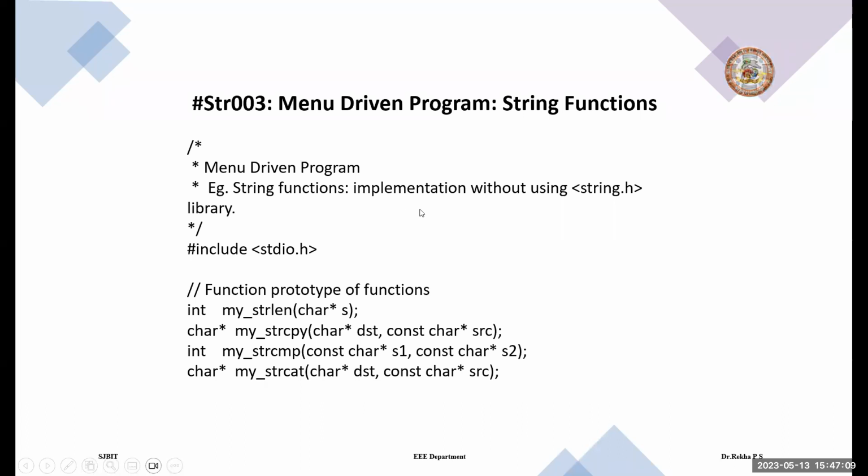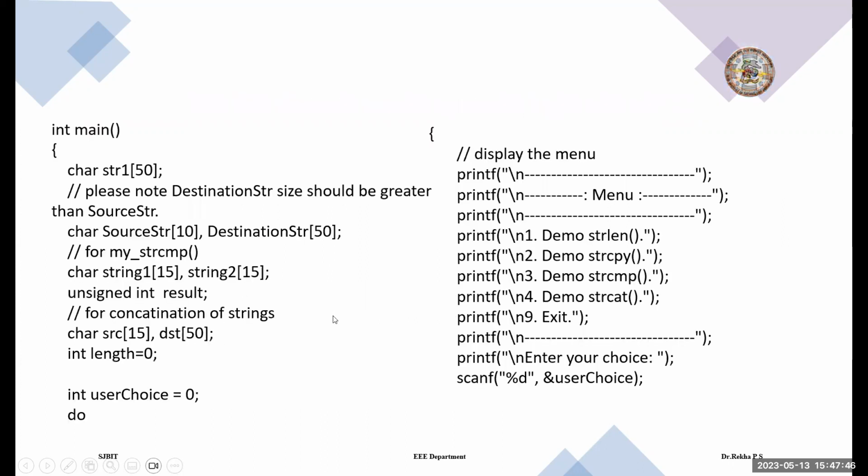So, example: string functions implementation without using the string.h library. Now we should include the stdio.h header file. So I have included it, and these are the function prototypes. We know one is to find the length of the string, another one is to copy the string, another one to compare two strings, and another one to concatenate two given strings. So all these function prototypes are declared.